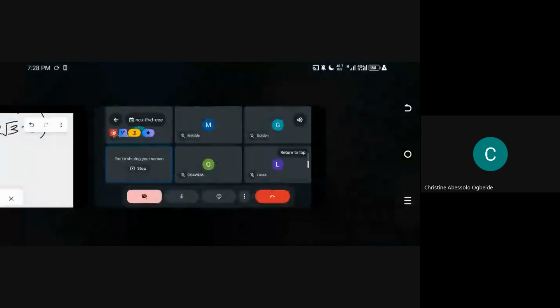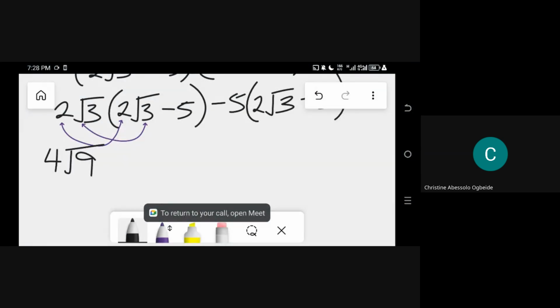Okay. All right. So 2 root 3 times 2 root 3 gave us 4 root 9. Then 2 root 3 now has to multiply minus 5 because, of course, when you're opening the bracket, what you have outside has to multiply everything in the bracket. Remember that 5 is an outside number, it does not carry a root. So that 5 can only multiply that 2 at the front of root 3. So 2 root 3 times minus 5 should be minus 10 root 3.